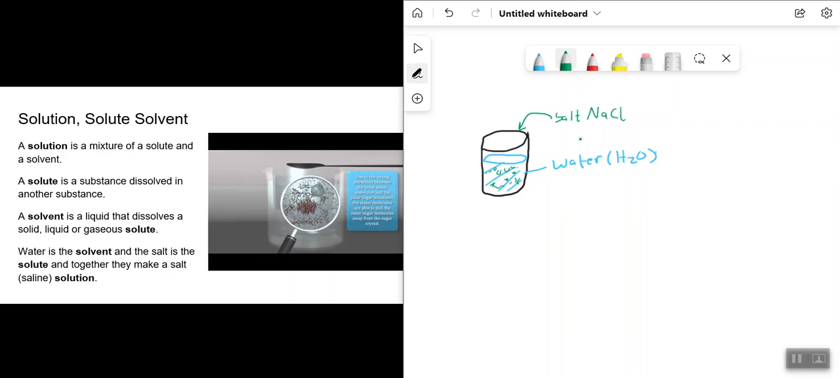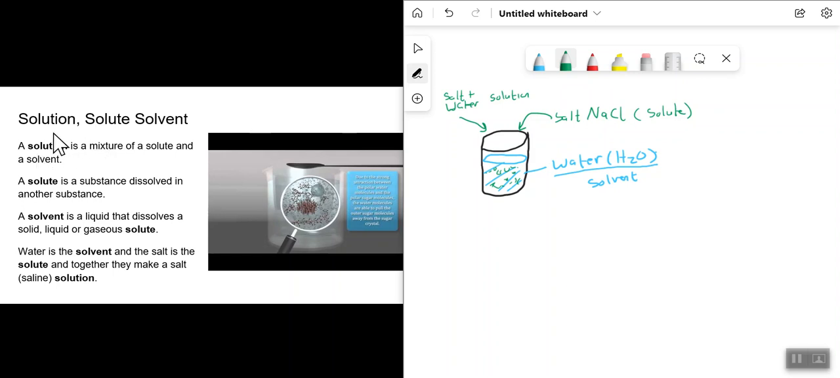So the whole thing together is called a solution. This is salt and water, a solution. The majority of the substance in the solution is water, so that's what's called the solvent. And the stuff that we put into it is what's known as the solute. In this case, it's salt. So this is an example of a solution. It's a salt and water solution.